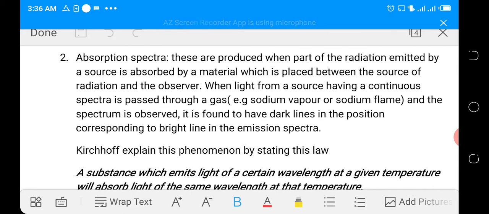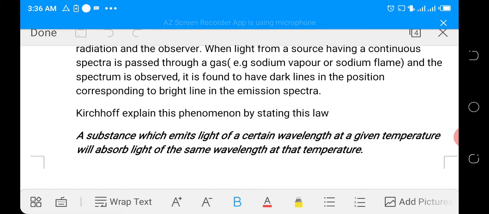Kirchhoff explained this phenomenon by stating this law: a substance which emits light of a certain wavelength at a given temperature will also absorb light of the same wavelength at the same temperature.